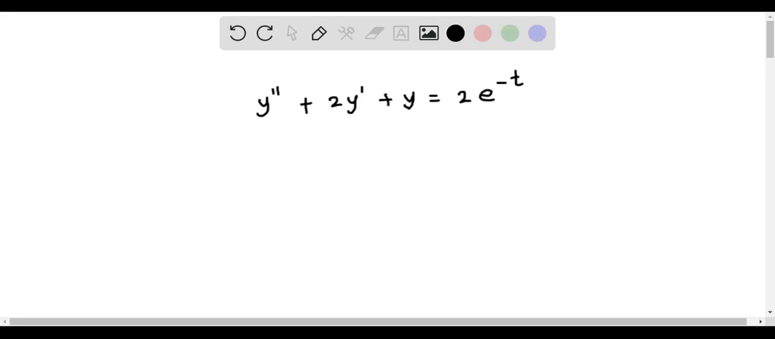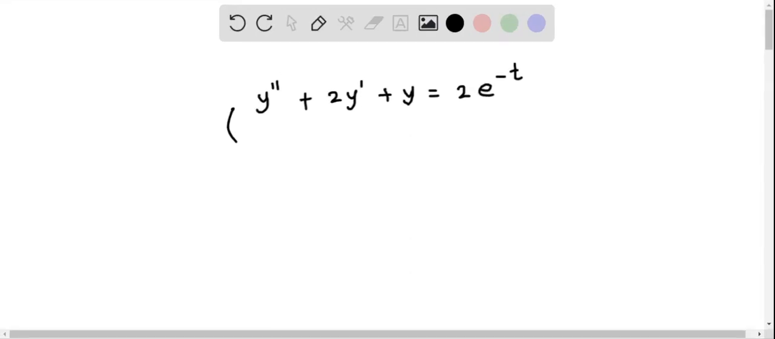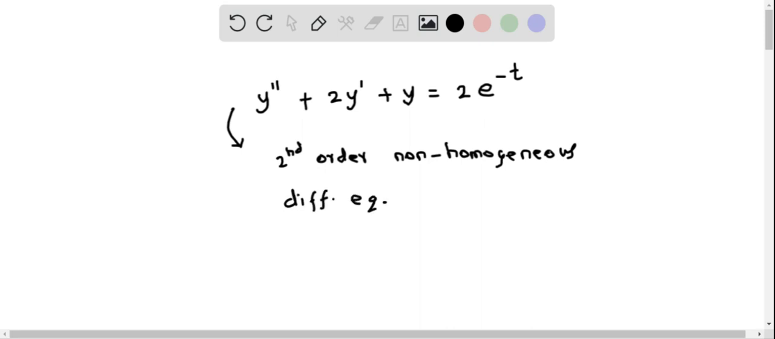Let's determine the general solution of this differential equation. Basically, this differential equation is a second order non-homogeneous differential equation with constant coefficients.